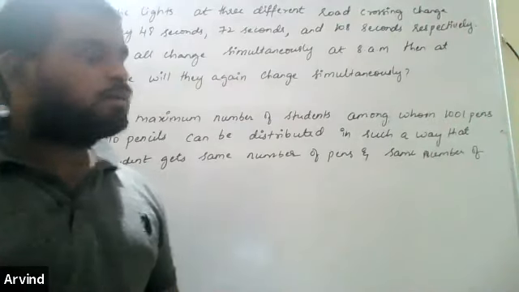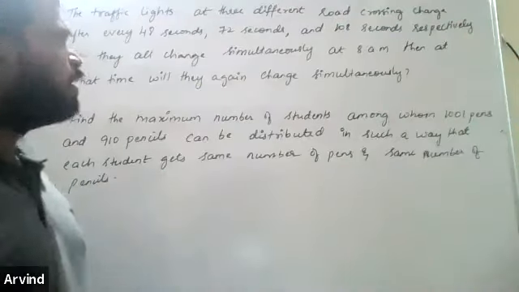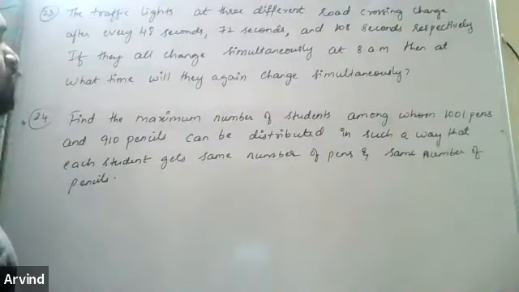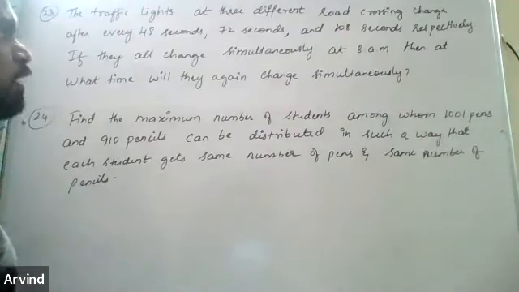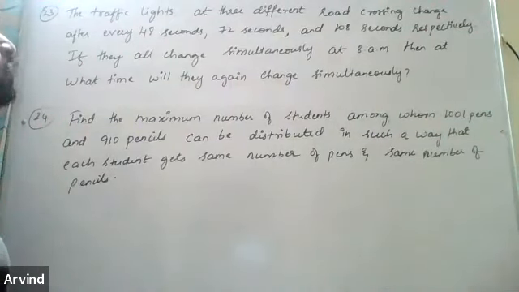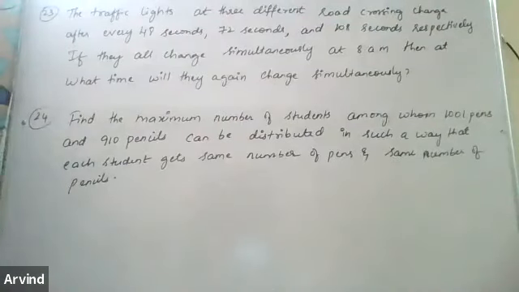Sir, 108. 108 cannot be the LCM. 432, sir. Yeah, 432 is the LCM. So 432 seconds. 432 seconds is how many minutes? Sir, 72 minutes. Is it 72 minutes? 432 seconds cannot be 72 minutes. Come on. 432 seconds divided by 60.